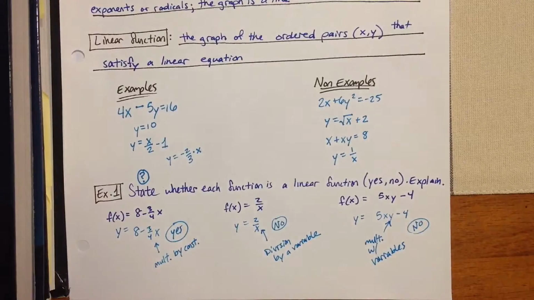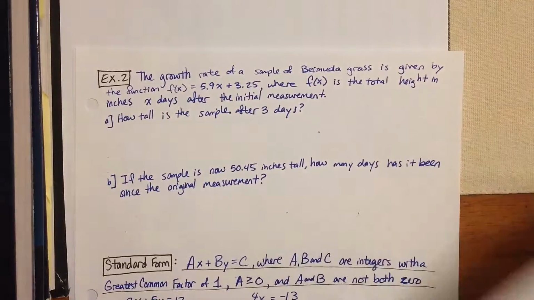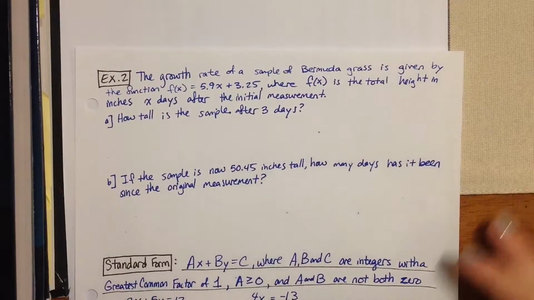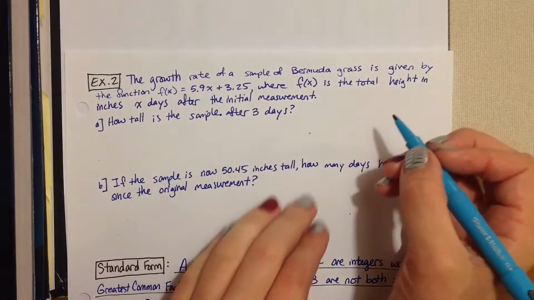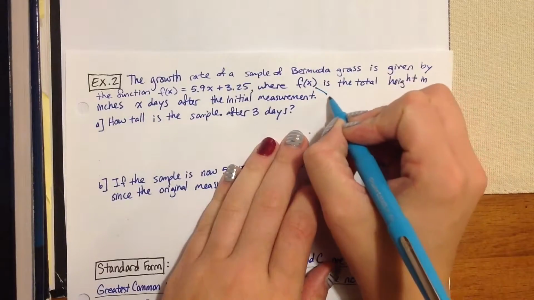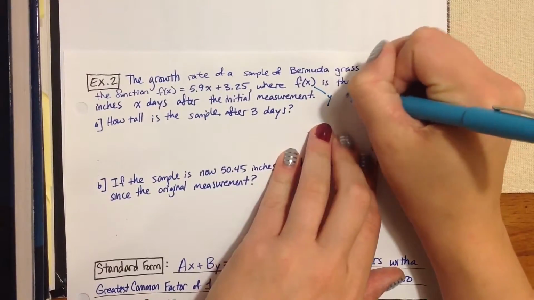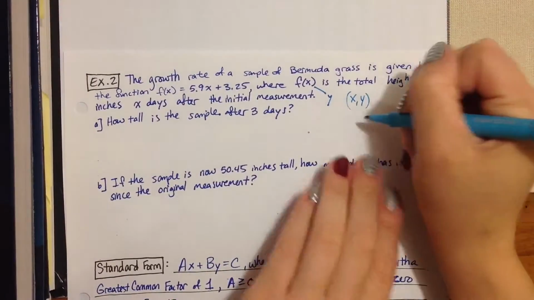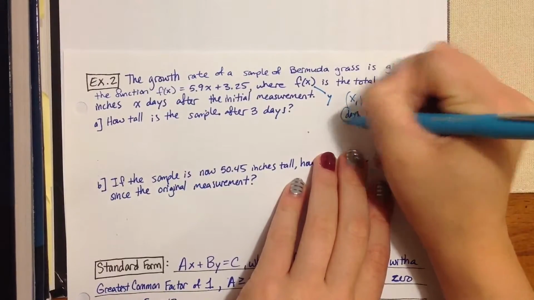Okay, let's talk about a word problem that has to deal with a linear equation. So here we go. The growth rate of a sample of Bermuda grass is given by the function f of x equals 5.9x plus 3.25, where f of x, again that's the y value, is the total height in inches, x days after the initial measurement. So when we have x, y ordered pairs for this linear equation, x is days, y is the height in inches. So we keep that straight.